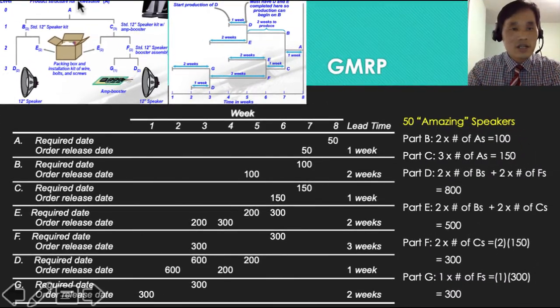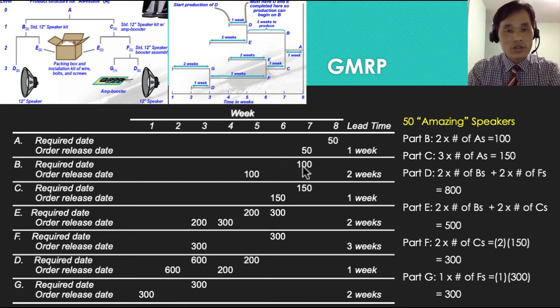And here is the bill of materials and time-phase product structure. Say you are to deliver 80 Awesome Speakers to your customers at week 8. Then how many do you need to order at week 7? You have to order 50 of them at week 7, because it takes 1 week for you to make or assemble these speakers. And at week 7, you need to have 100 Bs ready, because 1 A requires 2 Bs, and if you multiply 50 by that, then you have 100.